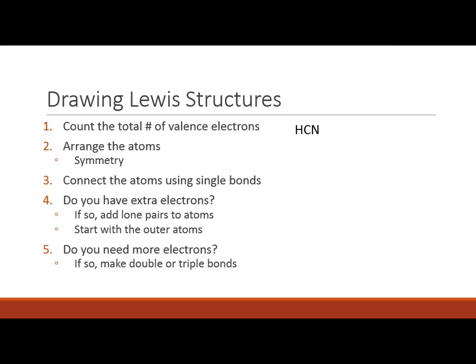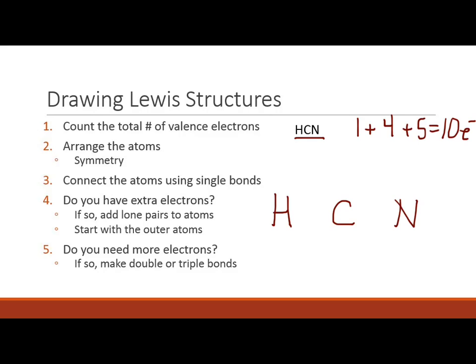Count my valence electrons. So I have 1 for hydrogen, 4 for carbon, 5 for the nitrogen, giving me a grand total of 10 electrons to work with. Now, how should I draw this? Because it's not going to be symmetrical either way. Well, it's written HCN, which should be a tip-off that it should be drawn HCN and not HNC or anything like that. So I'm going to draw HCN.